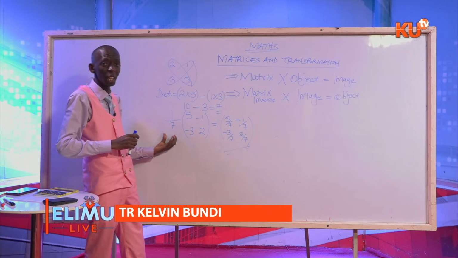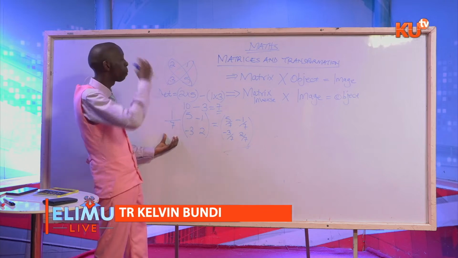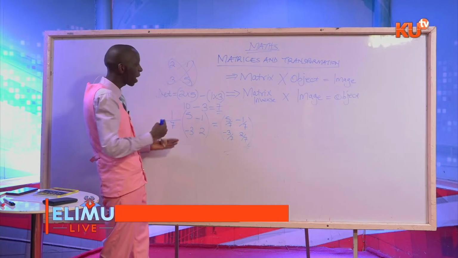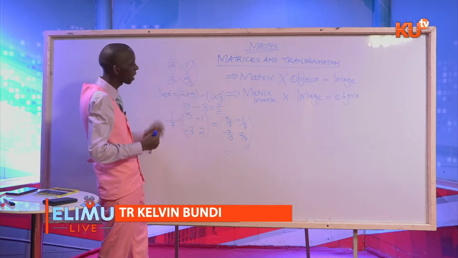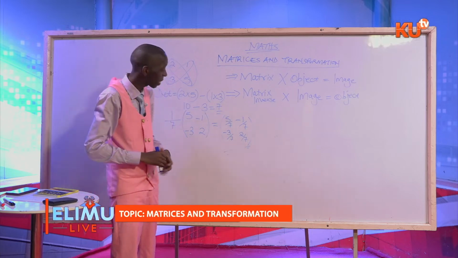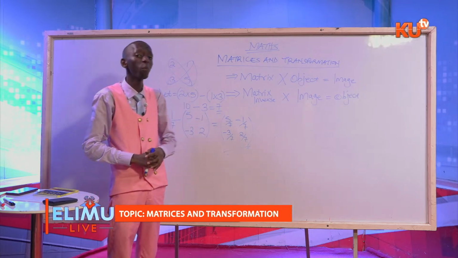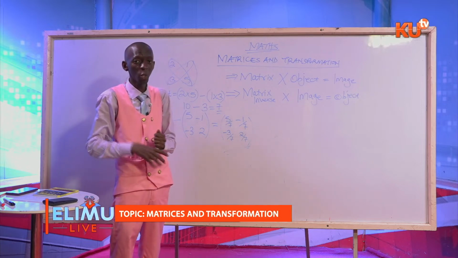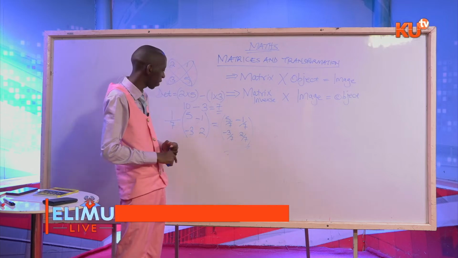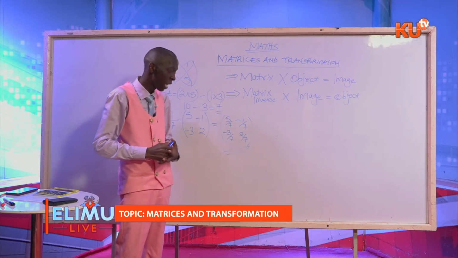And how do you get the determinant? The product of your right-hand side, 2 times 5, minus the product of your left-hand side, 1 times 3. My dear student, that was just a review of something that you did in Form 3 on a matrix inverse, so that when we apply it in our topic of matrices and transformation, it will be very easy for you.